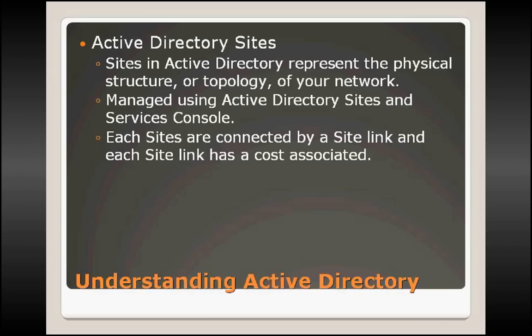By default, every site link that you make will have a cost of 100. You can change it; it's a default value which comes up on every site link. So basically, let's keep it like this: sites group domain controllers, and site links connect these sites to each other.